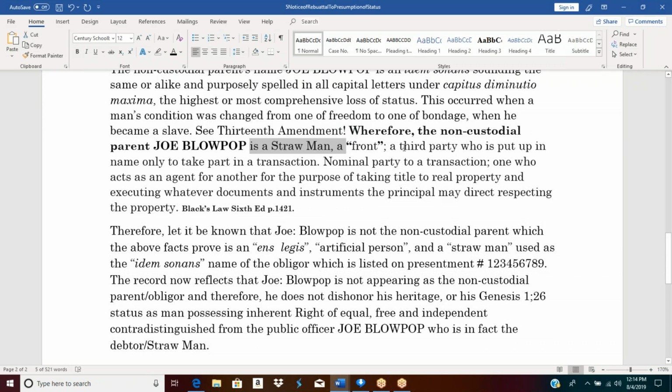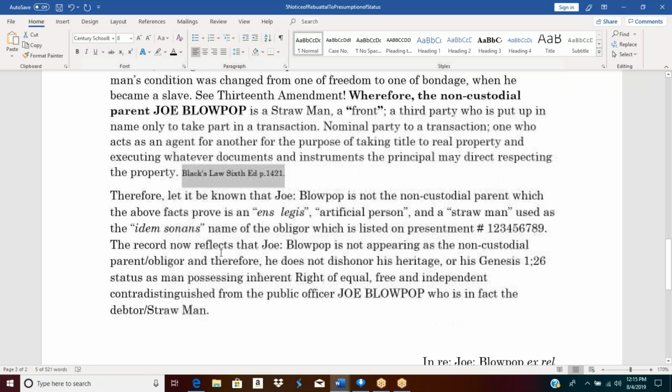Okay? A front, a third party who is put up in name only to take part in a transaction. Nominal party to a transaction, one who acts as an agent for another for the purpose of taking title to real property and executing whatever documents and instruments the principal may direct respecting the property. Gentlemen, that's how they're getting you. Okay? You're saying you're going in there and trying to fight for your rights, but you have not identified yourself properly. Therefore, let it be known that Joe Blowpop is not the non-custodial payer, which the above facts prove is an ens legis, artificial person, and a straw man.